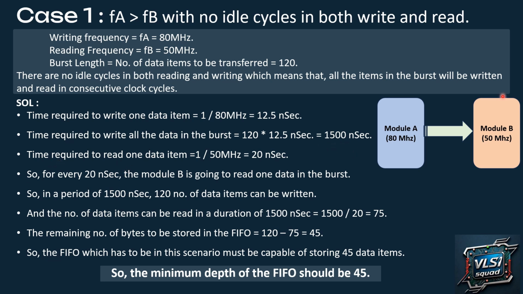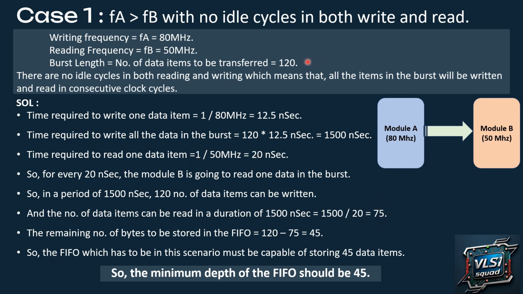Now let's go towards the reader side. At the reader side, to read one data item, we need the time period of the reader, that is 20 nanoseconds. For every 20 nanoseconds, the reader is reading one data item. So in the time when the burst is being given by the sender, how many data items can be read by module B is given by 1500 divided by 20 nanoseconds per reading. So 75 data items the reader can read.